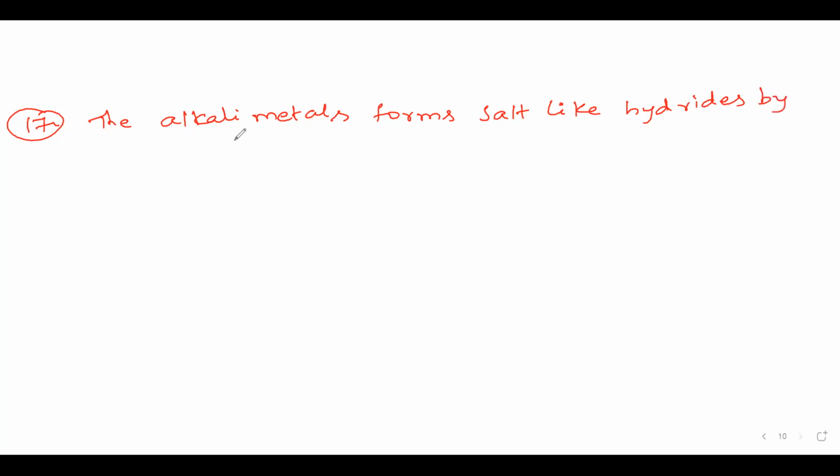The alkali metals form salt-like hydrides by the direct synthesis, means by the direct combination, at elevated temperatures. At elevated temperatures means with increasing temperature.